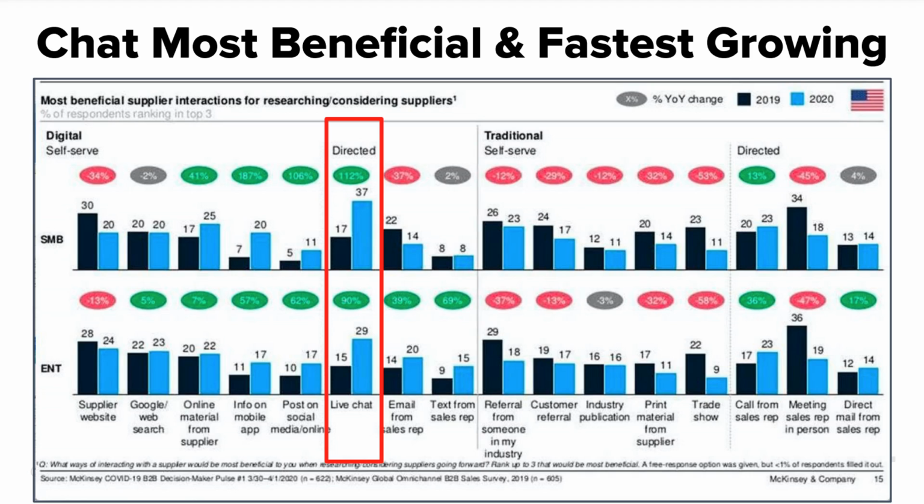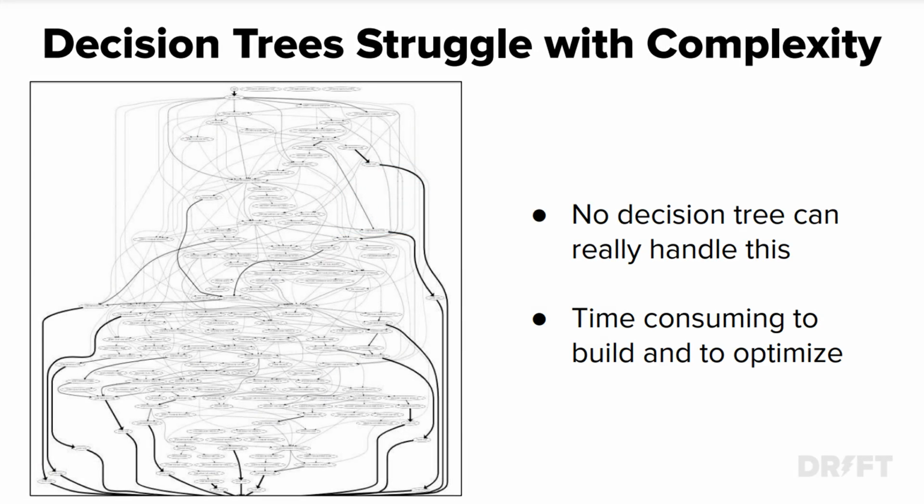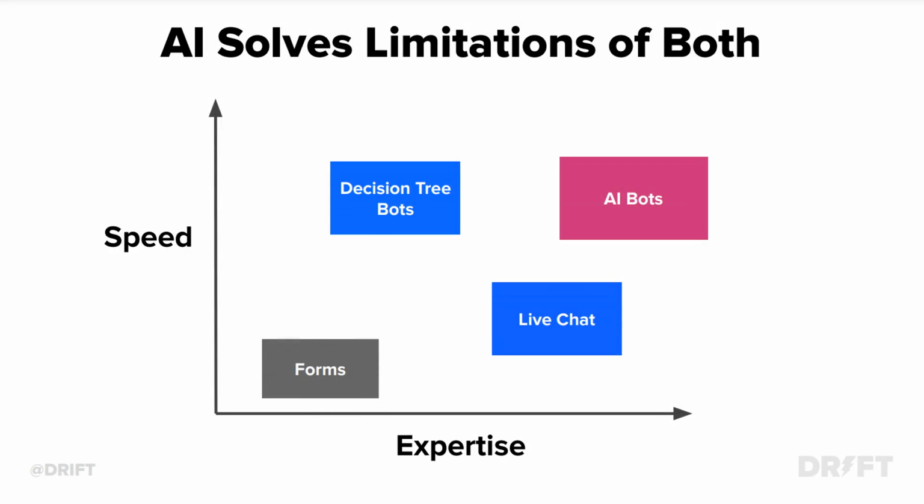This trend is playing out where more and more people are going online and going to chat to get the kind of experiences that they're seeking. This is the next step in the evolution from first forms to live chat and now to decision trees. And decision trees were able to solve the speed limitation present with live chat, but they struggle with the complexity issue. You're never going to be able to predict the order in which people are going to ask questions. So AI chat is able to thread this needle and solve the limitations of both approaches. It can answer questions with expertise the way that live chat does.